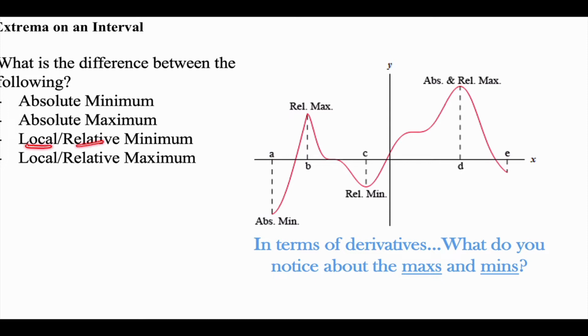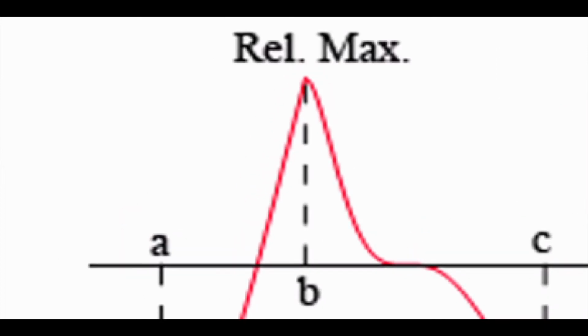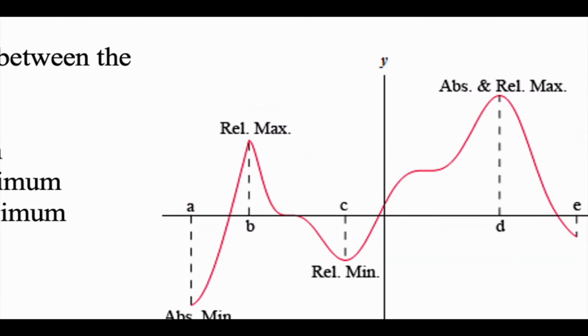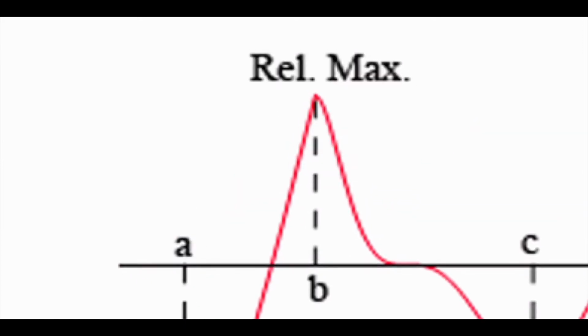Relative or local means high points or low points within a snapshot. If I focus in really tight here, this point isn't the overall maximum, but for that area, it's a maximum. We call it a relative maximum. If I zoom out, I see that it's not the highest point. D is the highest point, but B is the highest point in that region. So it's a relative maximum.